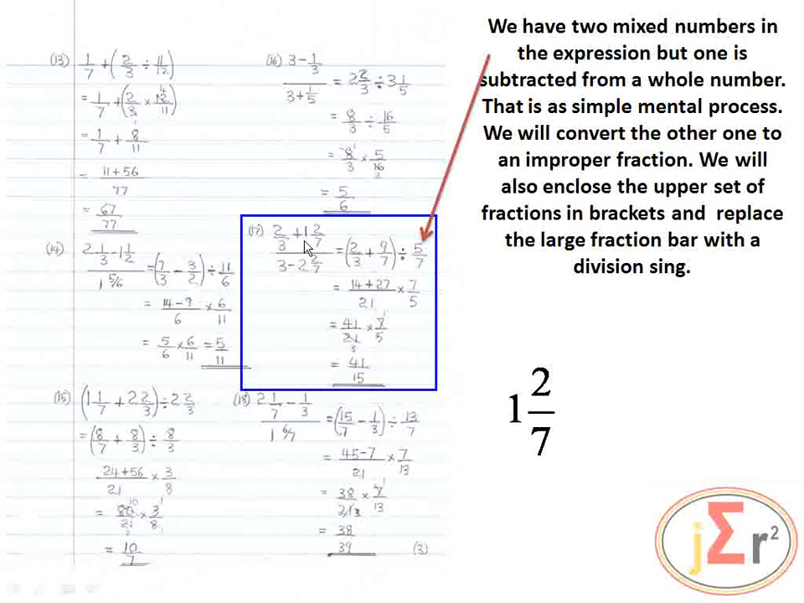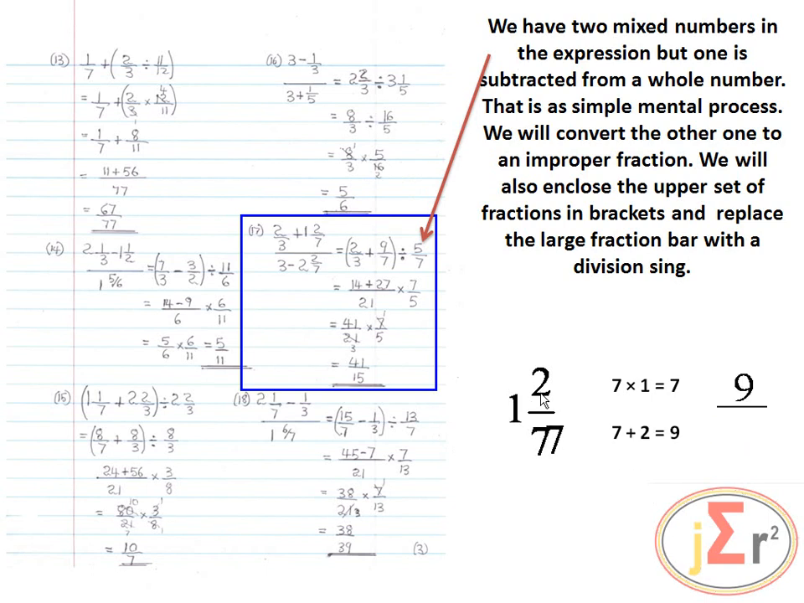We have 2 mixed numbers here, but we will only convert one right now. Maybe we do not have to convert the other. We have this whole number from which we are subtracting the other mixed number, which is a simple process, so we do not have to change this to an improper fraction. So let us go straight ahead and do that one. 7 times 1 is 7, and 7 plus 2 is 9, so that is 9 over 7. What do we do next?